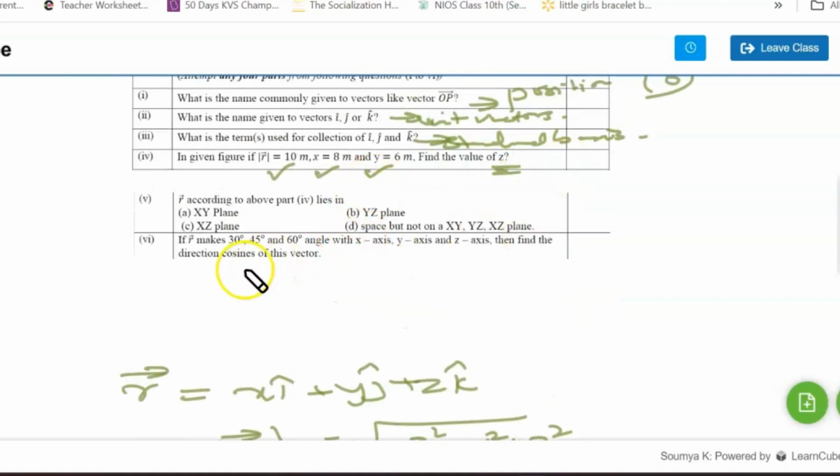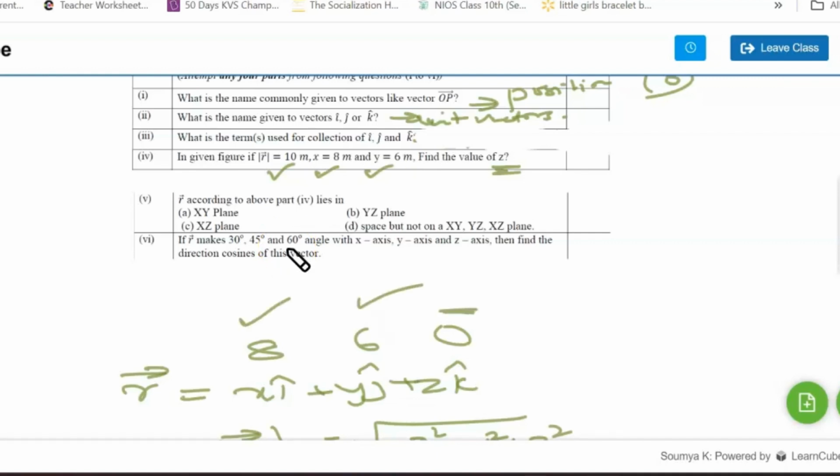Okay, next one is, according to the values given to you, it is x and y. So where does the vector r lie? It has x and y components, not the z component. So xy components are available. So the xy plane is the answer for this one.